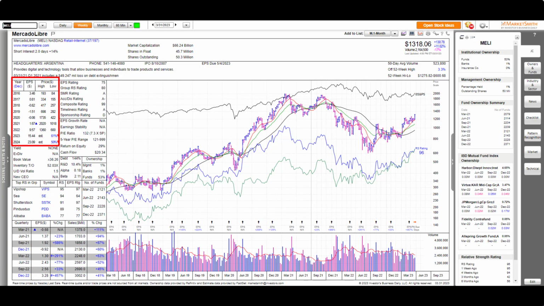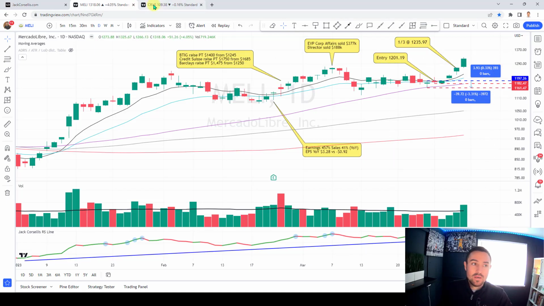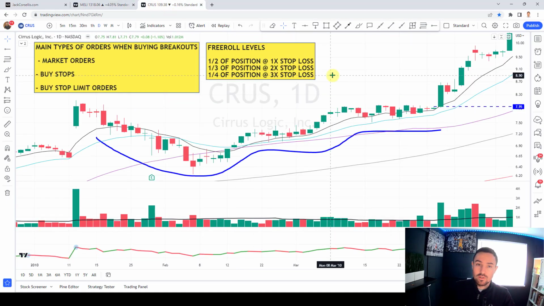So we'll come back to Melly a little bit later on in the video, but let's start here with Cirrus Logic. So first and foremost, there are 4 parts to every single trade. Now this video is going to deal with the first 3 parts, which is going to be identify, control, mitigate, and then the 4th part is optimize.